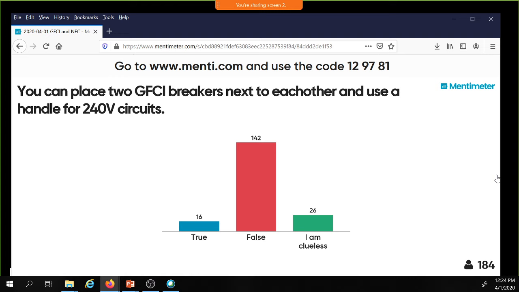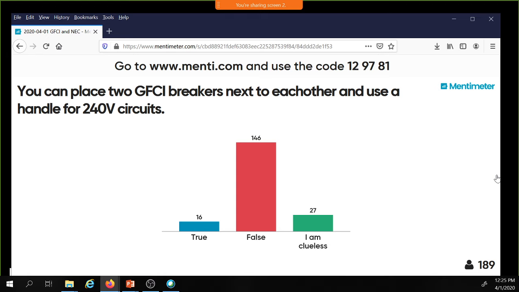You can place two GFCI breakers next to each other and use a handle tie for two 240-volt circuits. 142 of you said false. Very good. The reason is because it's a 120-volt device, and also the technology inside will prevent you. It will nuisance trip if you share the neutral. And if you put a handle tie on it, it's rated for 120 volts. You will violate the NEC requirements that tell you that you can't have a device that's not rated at the voltage it's being applied.